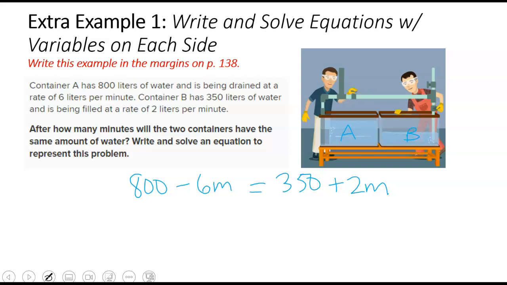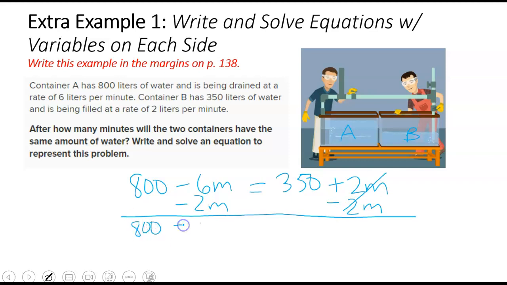So I could start by getting variables on one side. Again, they don't always have to go on the left, but I'm just keeping it consistent. So 2m, we subtract 2m to get rid of that, and this is 800 minus 8m. Negative 6 minus 2 is negative 8 equals 350.